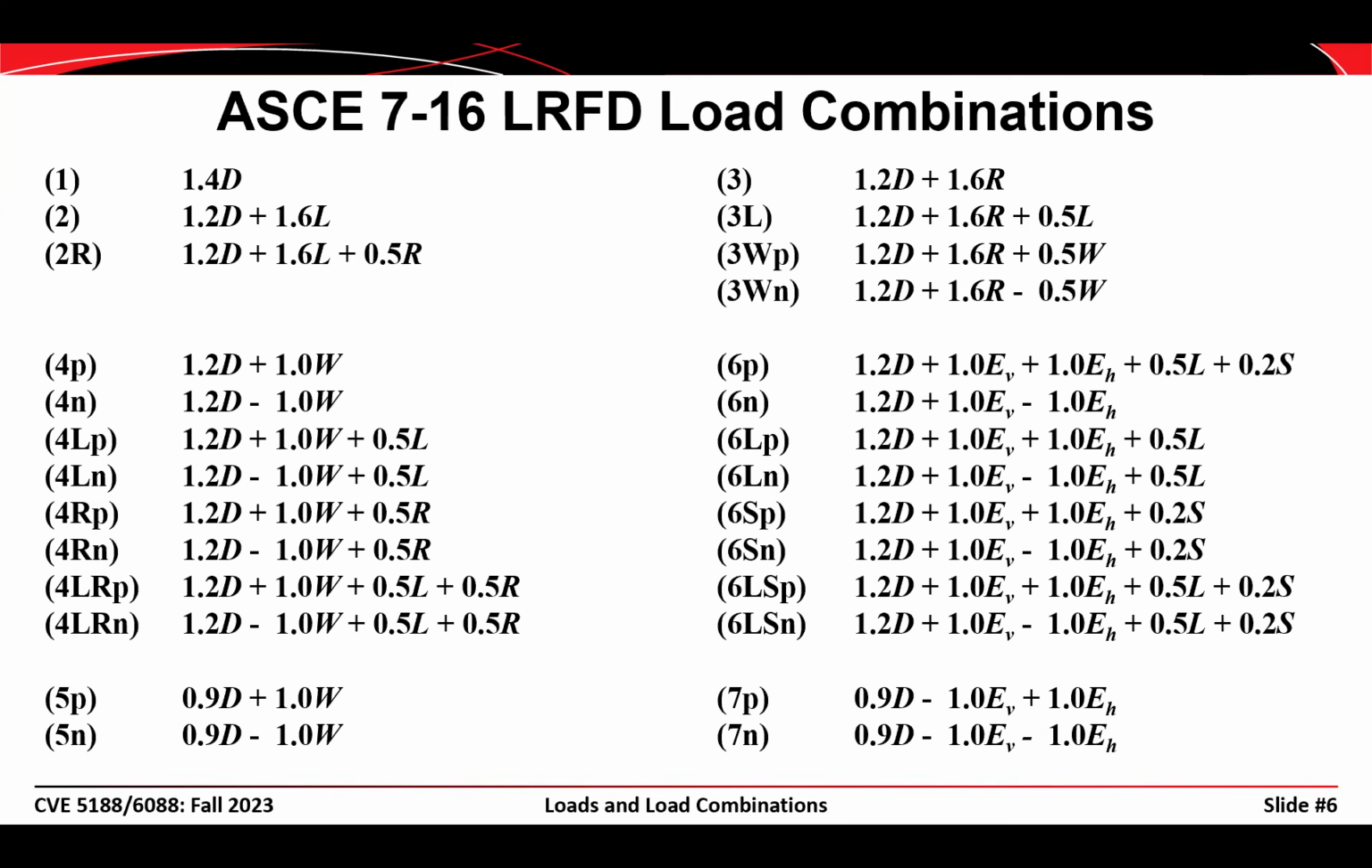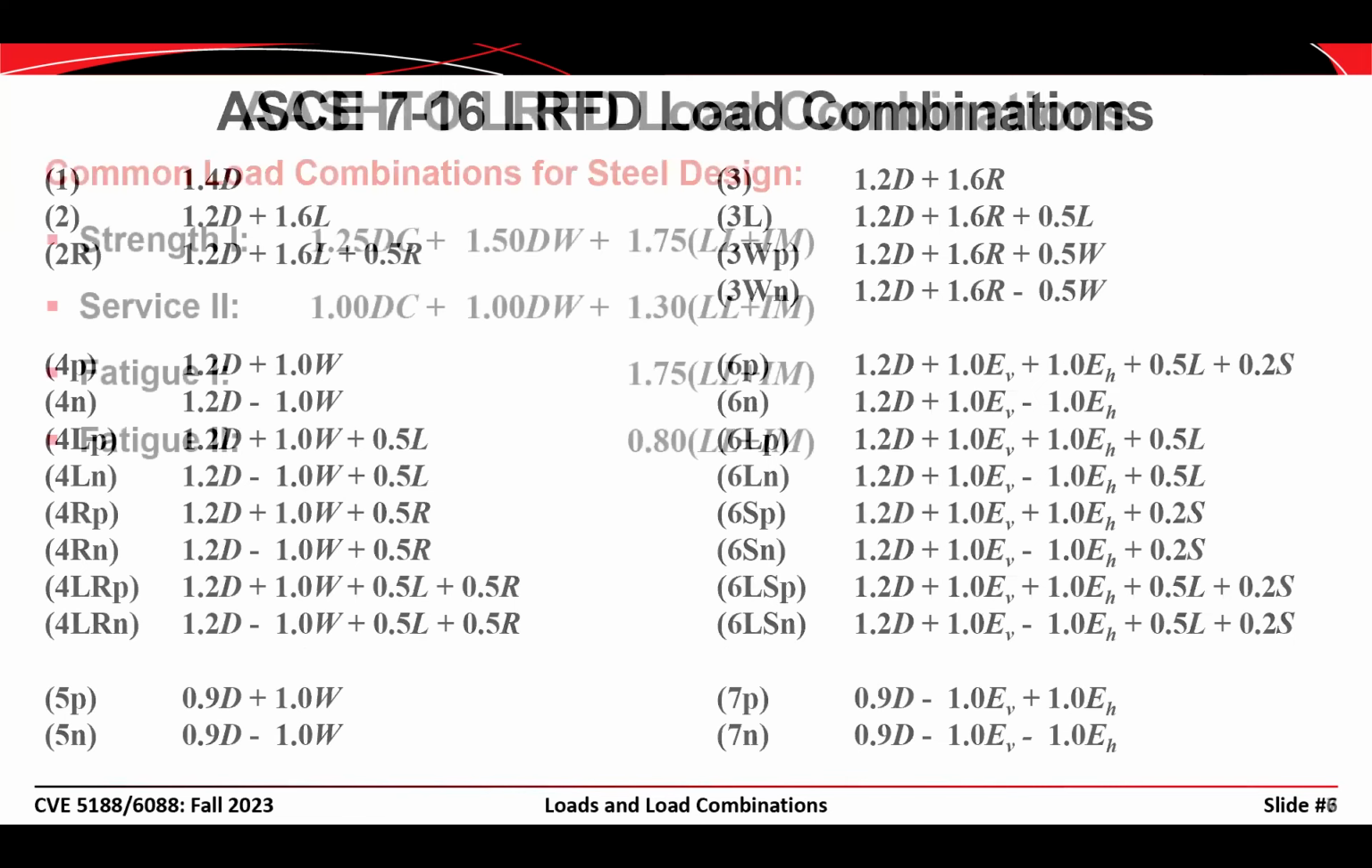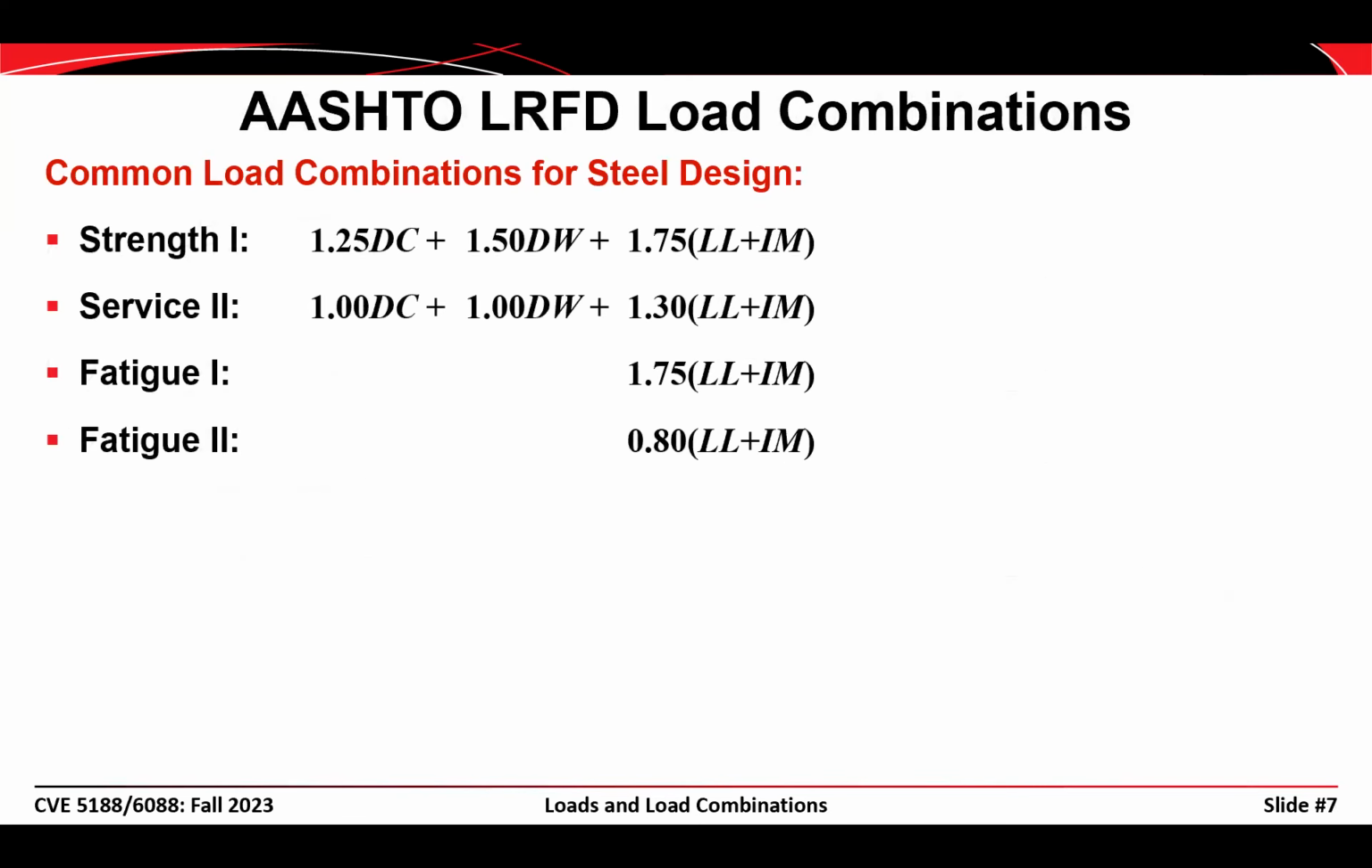When we go in and look at the AASHTO standard, if we're doing modeling for bridges, there's a whole table of load combinations to consider there as well. So the way that it breaks down is if you have a steel bridge that you're looking at, these are the 4 load combinations that often control: strength 1, service 2, or the fatigue load combinations. And in this case, DC stands for the self-weight of the components and the attachments. DW is the self-weight of the future wearing surface. And then live load plus impact.